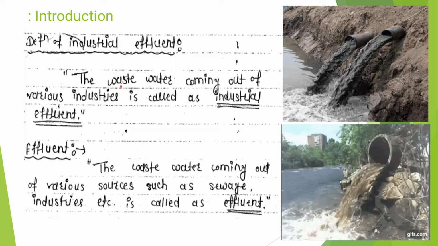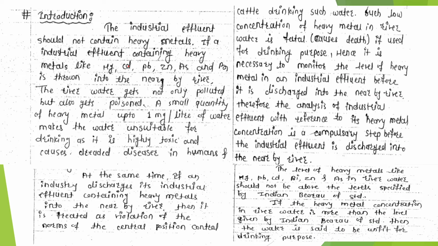This effluent is from industry, so we call this an industrial effluent. And if this wastewater is coming from another type of resource, we simply call it effluent. Effluent is nothing but wastewater coming out of various sources such as sewage, industries, etc. Sorry, it is called effluent. And the wastewater coming from the various industries is called industrial effluent.